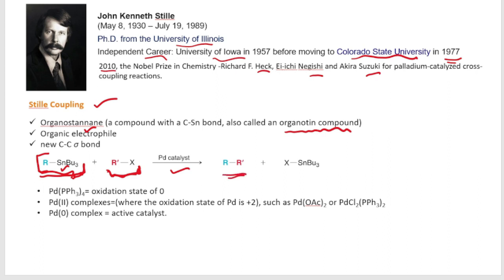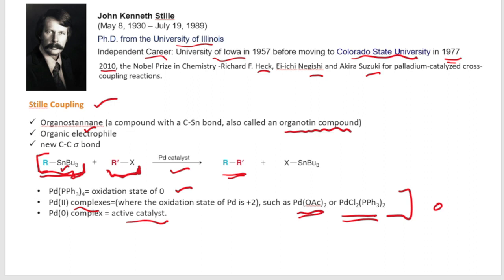I already told you that palladium in oxidation state 0 is the active catalyst, but sometimes we use palladium 2 complexes also, like palladium diacetate, palladium dichloride, and bis(triphenylphosphine) palladium dichloride. In this state, palladium first needs to be converted into the 0 state, which is the active catalyst form.